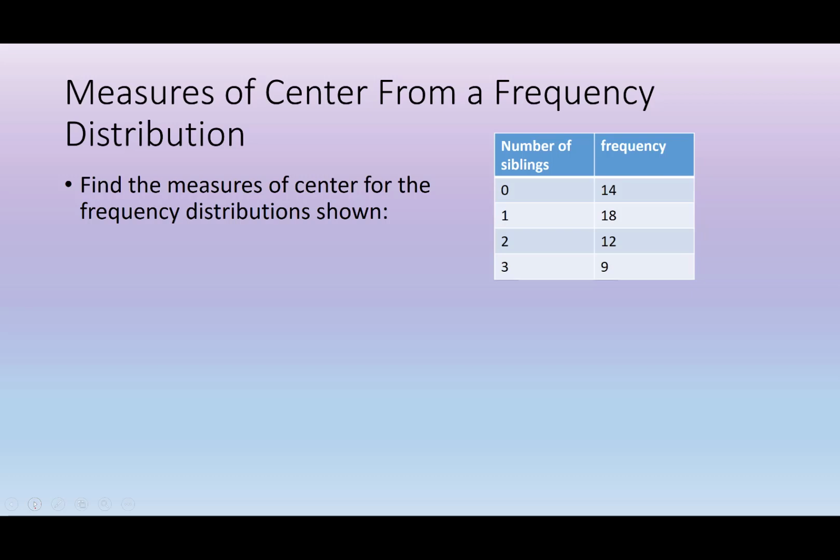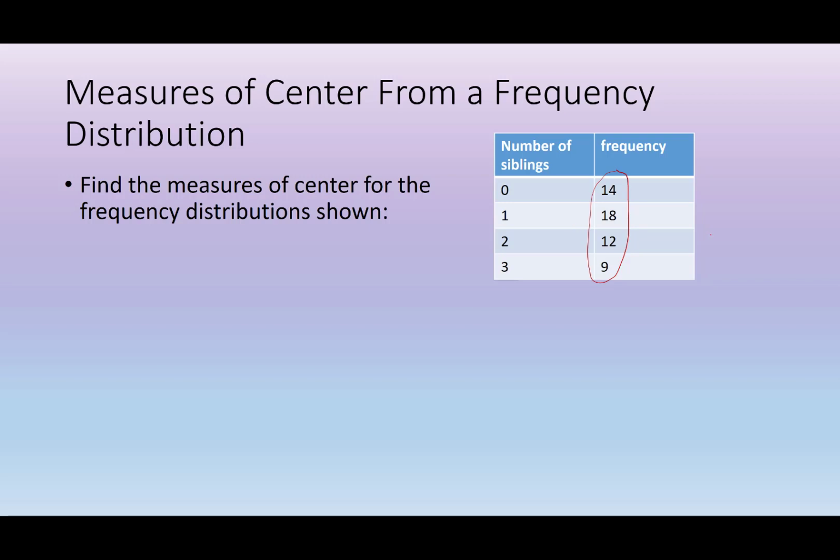There are going to be times when you need to calculate the measures of center from a frequency distribution, and there's an easier way to do this than what I'm going to look at right away. So first thing you want to do is understand your frequency distribution. It's telling me that my category was the number of siblings. So they could have responded with 0 siblings, 1 sibling, 2 siblings, or 3 siblings. And then this over here is telling me how many people responded to each category.